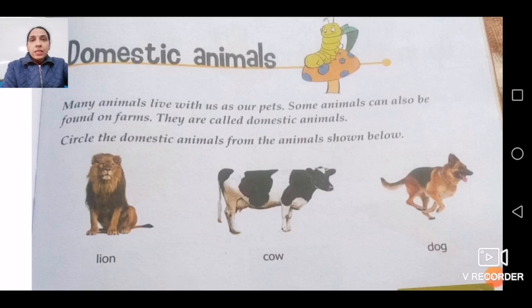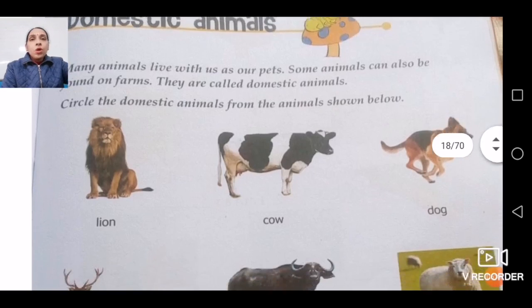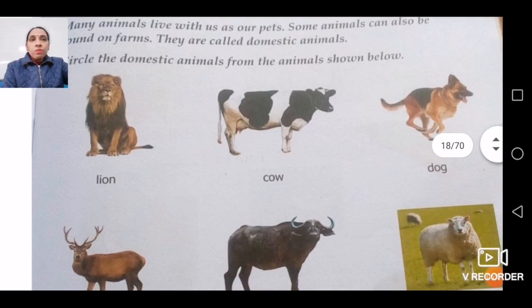So here the exercise given in your book is to circle the domestic animal. But along with that, we are going to find out which animal is wild, which animal is a pet animal, or which animal is a wild animal.